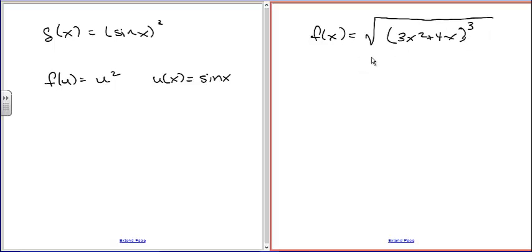But if I were to use the chain rule, what I'd do is I would have f of v. I'd have to introduce another variable. F of v is the square root of v. So this whole thing here is v, and then v of u would be u cubed, and then u of x would be 3x squared plus 4x.